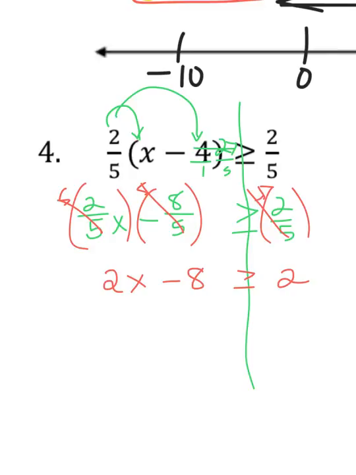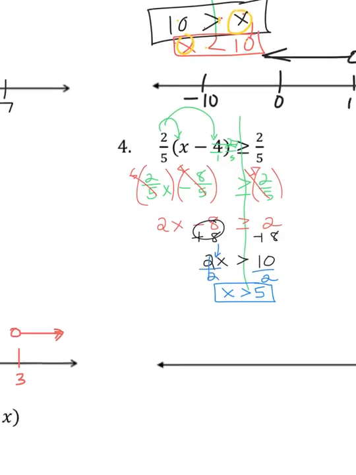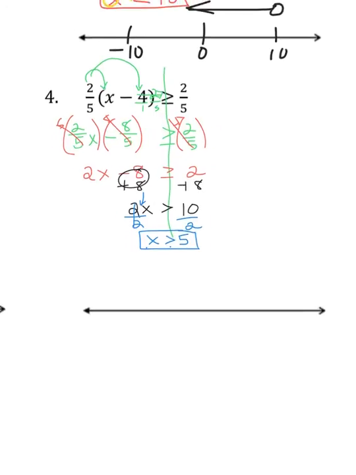Now I can just continue on my merry way of solving inequalities. Plus 8 turns into a 0. 2x is greater than 10. And this is multiplication right there, so divide by 2. Do the opposite operation on both sides. 1x is greater than 5. There we are. So now I'm going to put that in order: x is greater than 5.